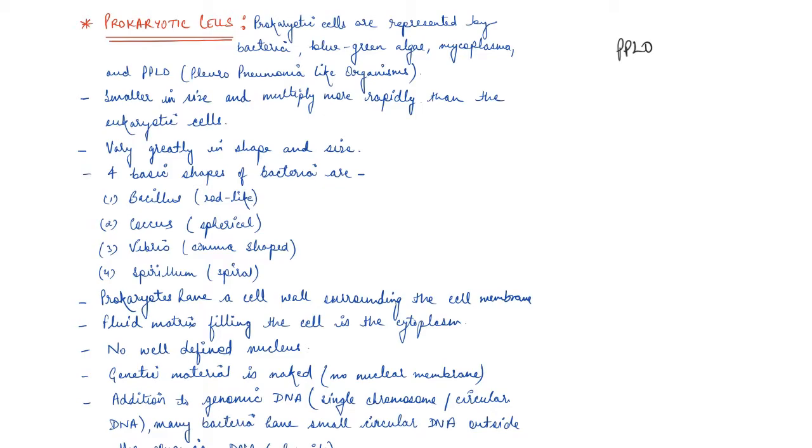So basically, they may vary greatly in shape and size, and there are four basic shapes of bacteria. Now, what are these four basic shapes? The first one is rod-like, which is known as bacillus. Then we have spherical, coccus. Then we have comma-shaped, which is vibrio, and we have spiral, which is spirillum, right? So we have bacillus, coccus, vibrio and spirillum.